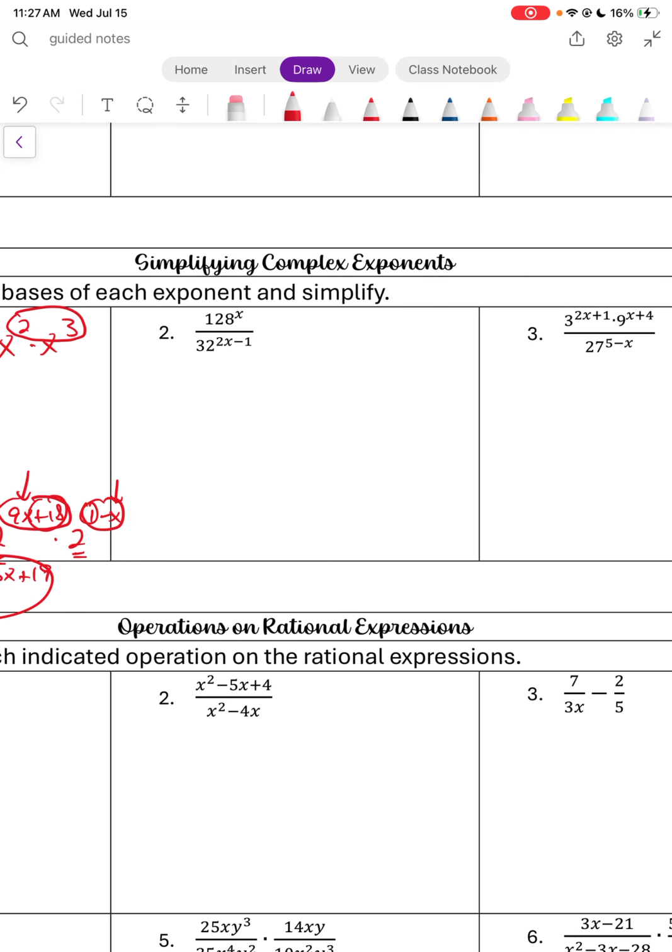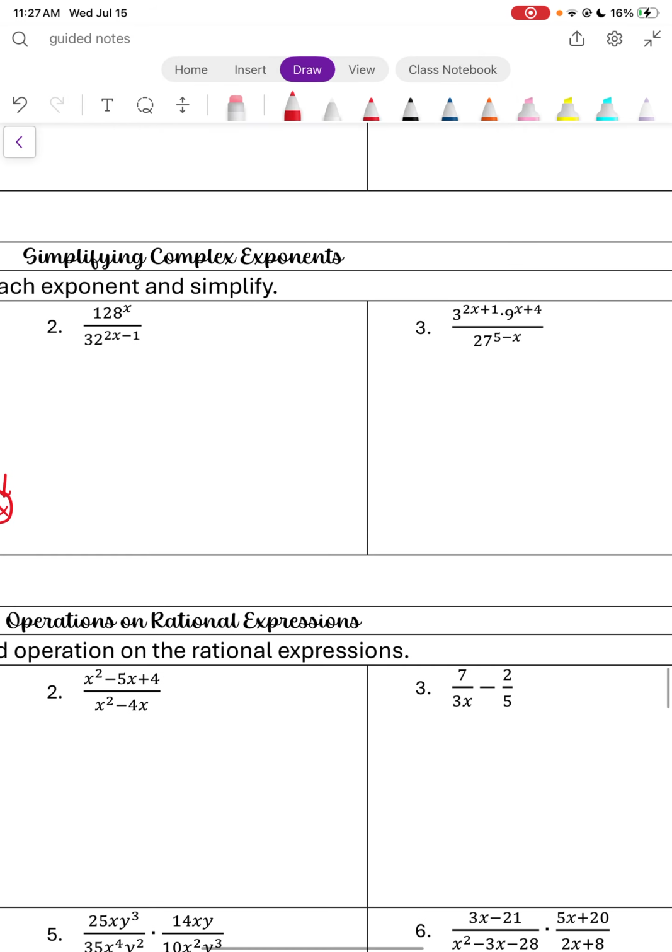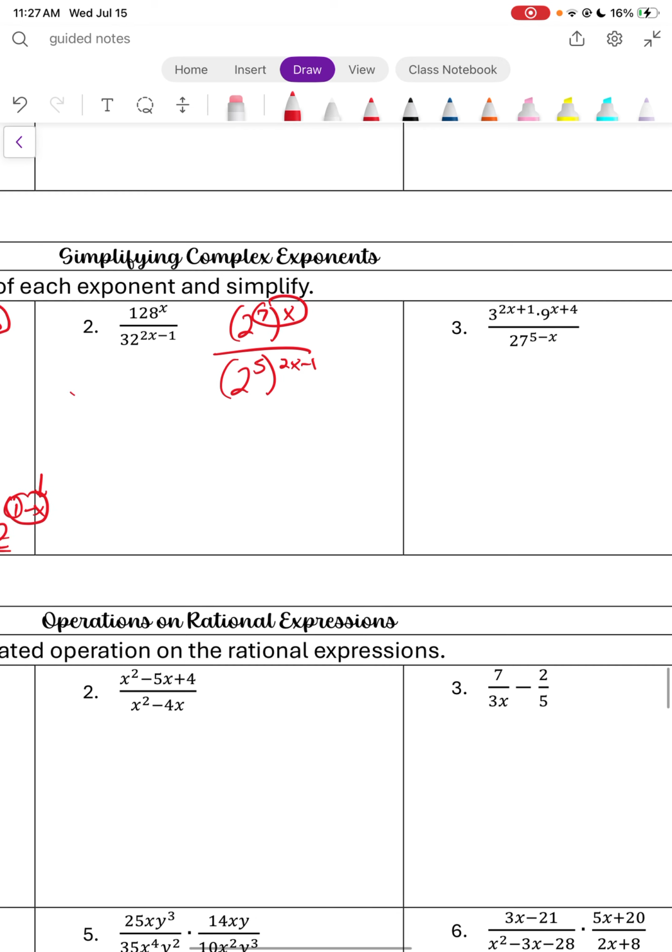Let's do another one. If you take the numbers 128 and 32, you actually find out that those are also base 2 numbers. We can write 128 is actually 2 to the 7th power, and the 32 is actually 2 to the 5th power. So now we've changed them both to where they're the same base. Now we can do something with it. Power to power, you always multiply. So that's going to be 2 to the 7 times x power. On bottom, 5 times 2x minus 1, be leery of that plus or minus sign. You do have to distribute. That'll be 2 to the 10x minus 5.